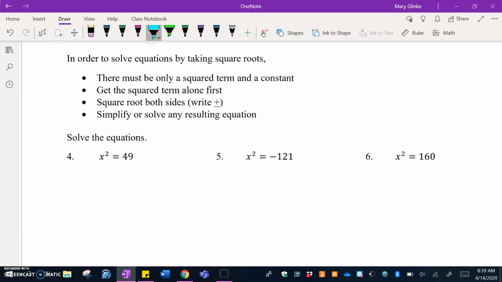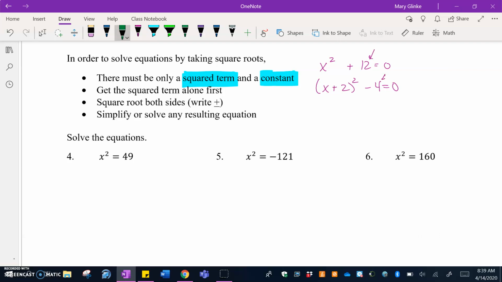In order to actually solve quadratic equations by taking square roots, you can't always do this. It's only a specific time you can. There can only be a squared term and a constant, meaning you're going to have something like x squared plus 12 equals 0, or even like x plus 2 squared minus 4 equals 0. You're going to have something being squared and then just a number.